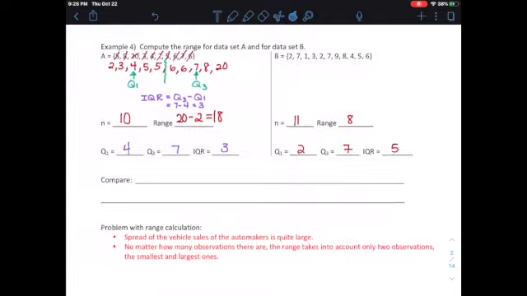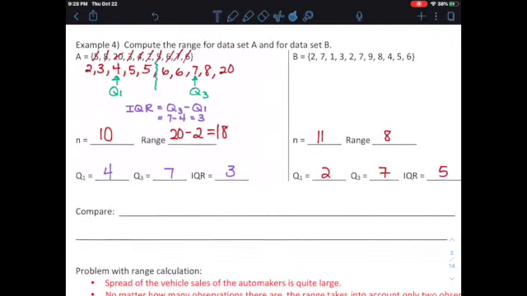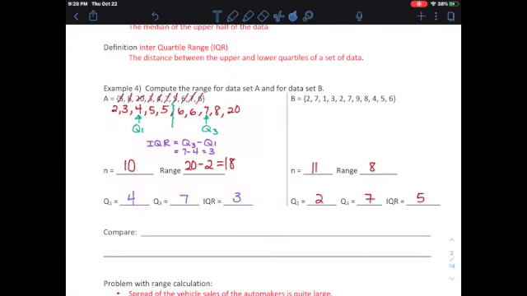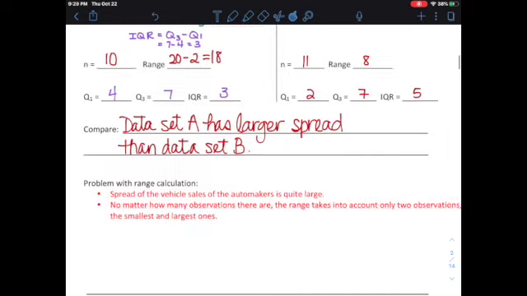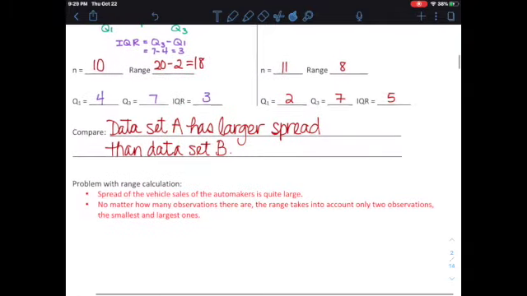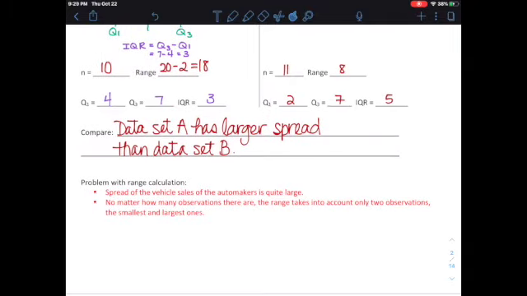So now they want you to compare the difference between the two sets of data. I will tell you right now, comparing the range for data set A and data set B, data set A has the bigger spread. That's all. The range of the numbers is just wider. Okay, so we're gonna just write that down. Now, what are some of the problems with the range calculation? The spread. This is going back to the sales of the vehicle.